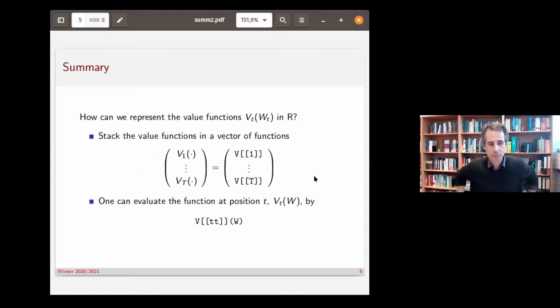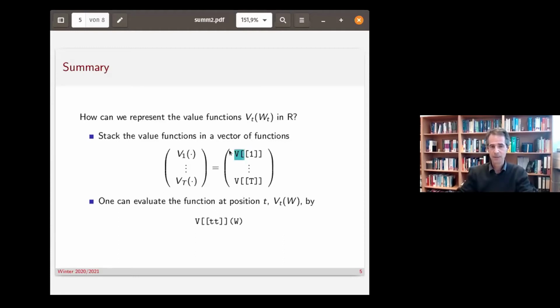Then the important question to solve in this exercise was, how can we represent the value functions in R? And there are, of course, a large number of possible solutions. The one that we suggested here is to stack the value functions, the 30 value functions, on top of each other into a vector of functions. So in that case, we have a value function for the first period up to the last period, and they are represented as elements of a very general kind of list. So we regard this as a vector of functions.